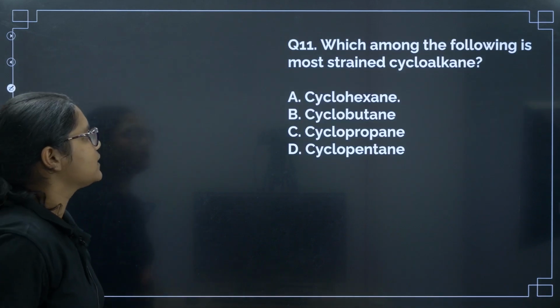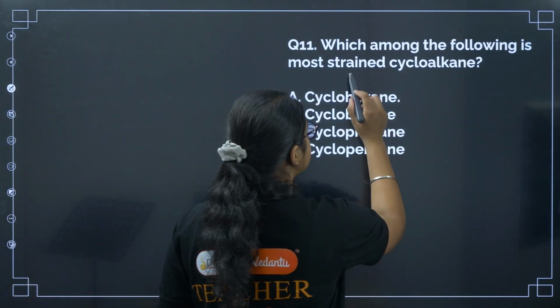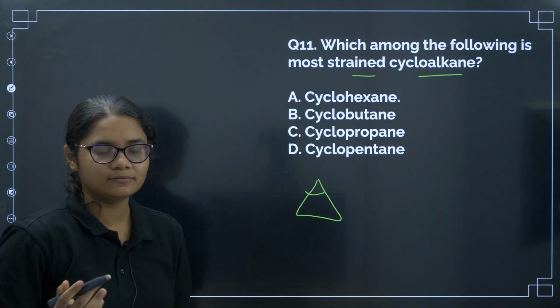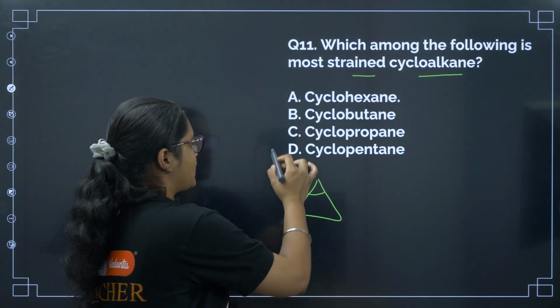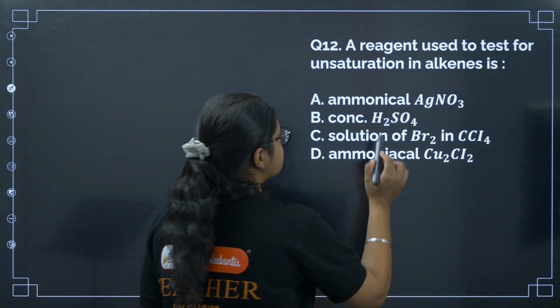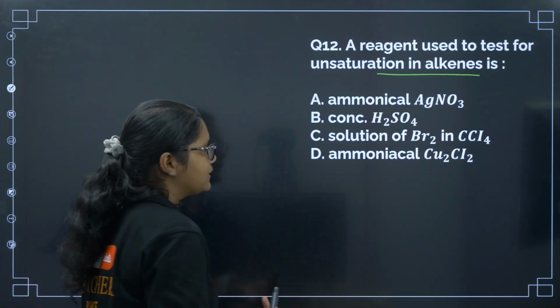Next, which among the following is the most strained cycloalkane? We know cyclopropane has the maximum angular strain, so it is a strained molecule. So the correct answer will be option number C.